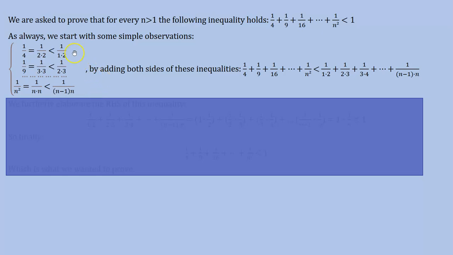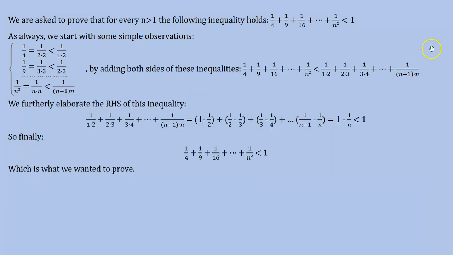Now, by adding side by side these inequalities of the system that we just saw, we will have that the sum of inverse of all perfect squares from 2 to n squared is smaller than 1 divided by 1 times 2 plus 1 divided by 2 times 3 plus 1 divided by 3 times 4 up to 1 divided by (n minus 1) times n. Now, for this true inequality that we got from the system of inequalities that we wrote down, we can further elaborate the right-hand side of this inequality.